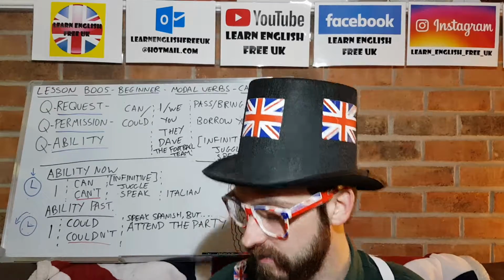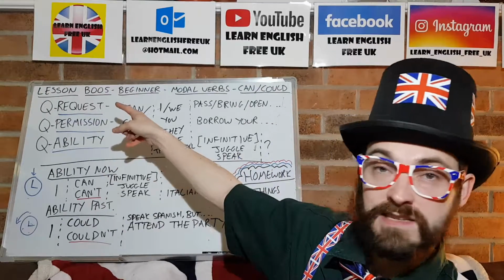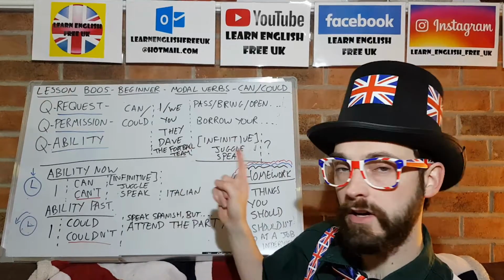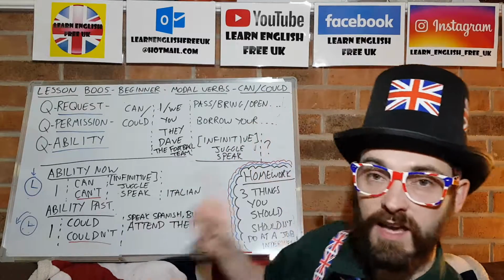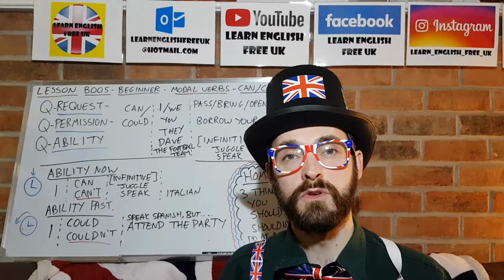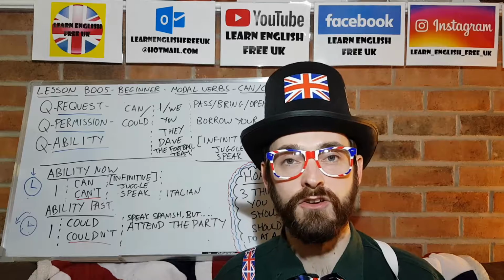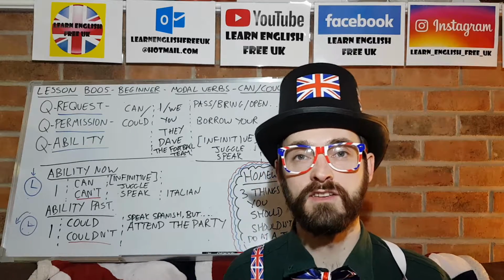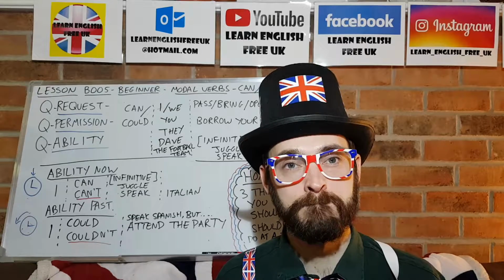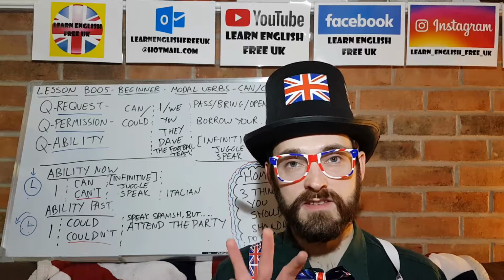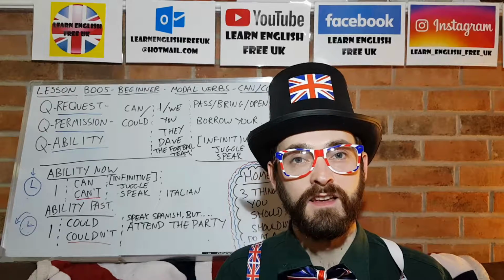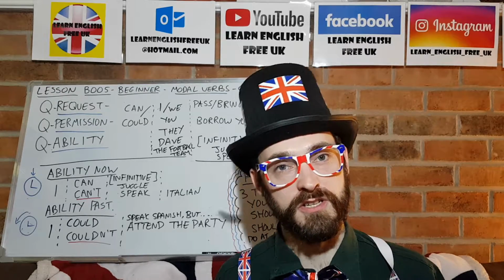Okay, let's start. So, this is lesson 5 of the beginner series. It's modal verbs and we're looking at can and could. And your homework was, what are 3 things you can do and 1 thing you could do? Did you have a think about that? What are 3 things you can do? And what is 1 thing you could do?